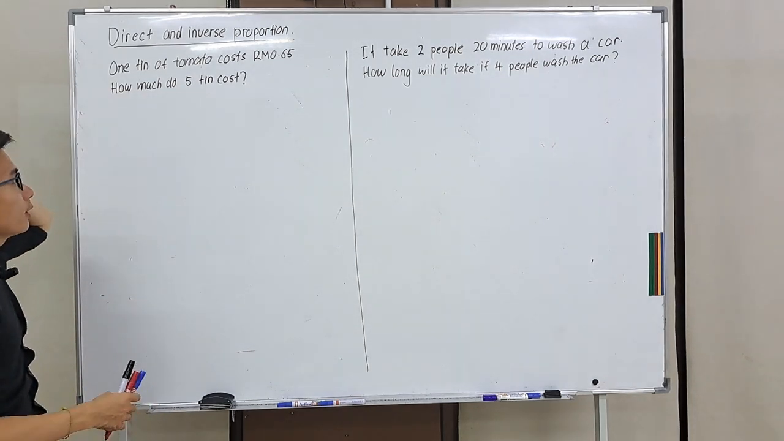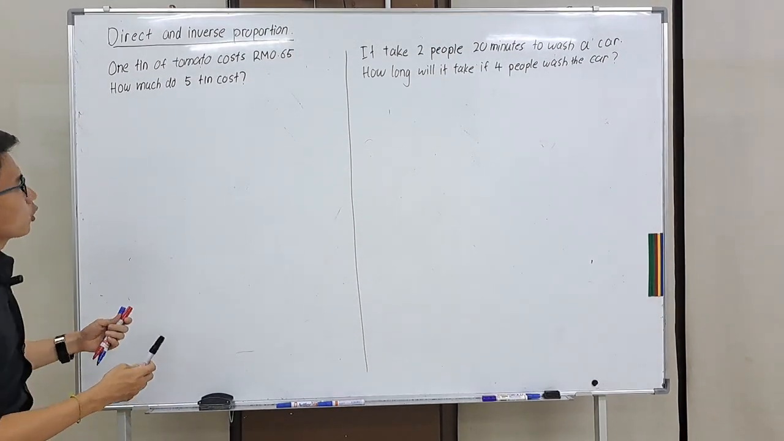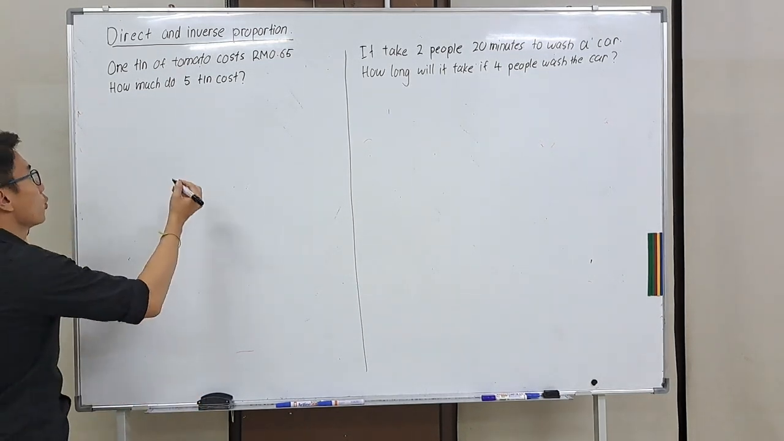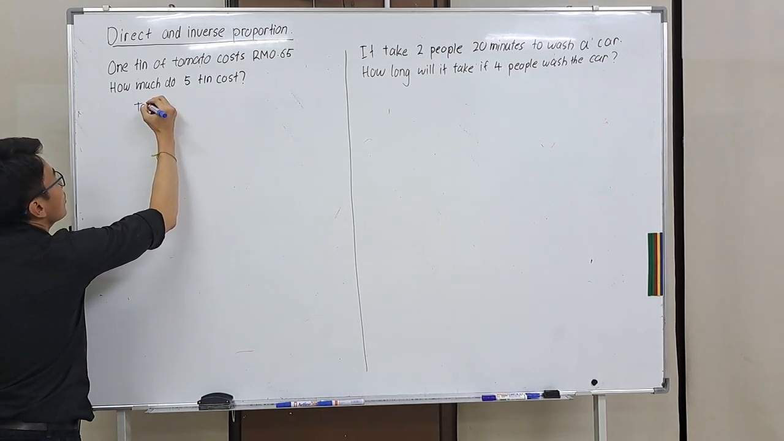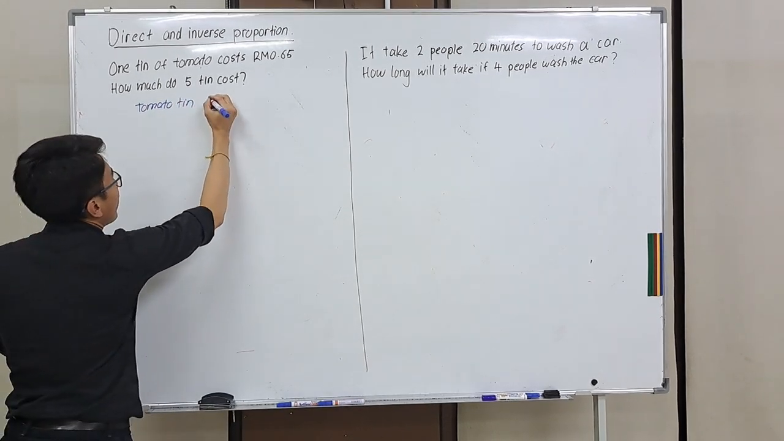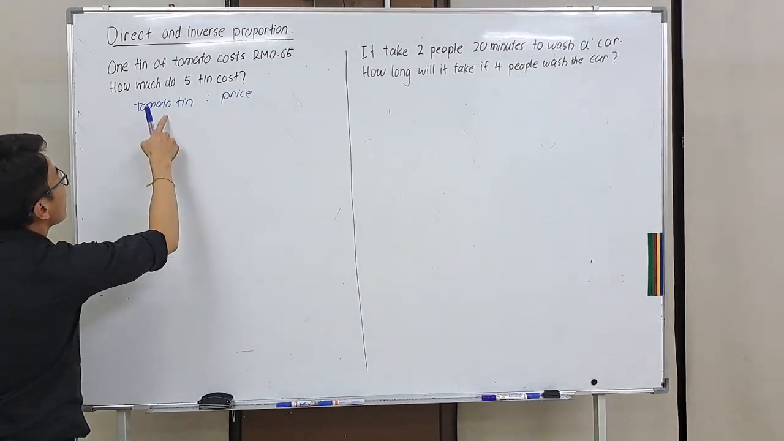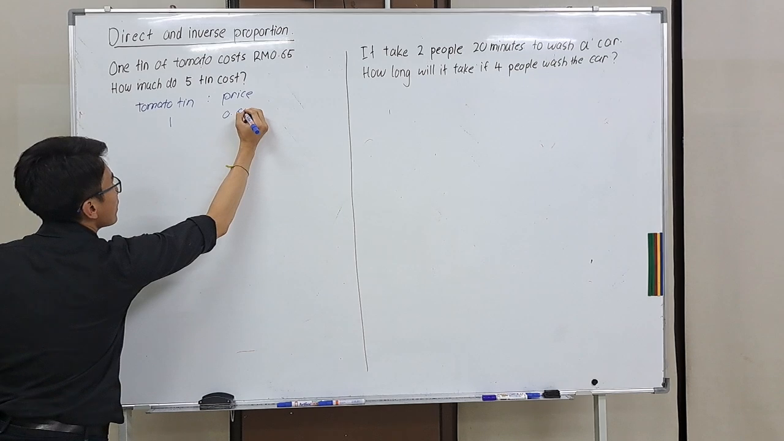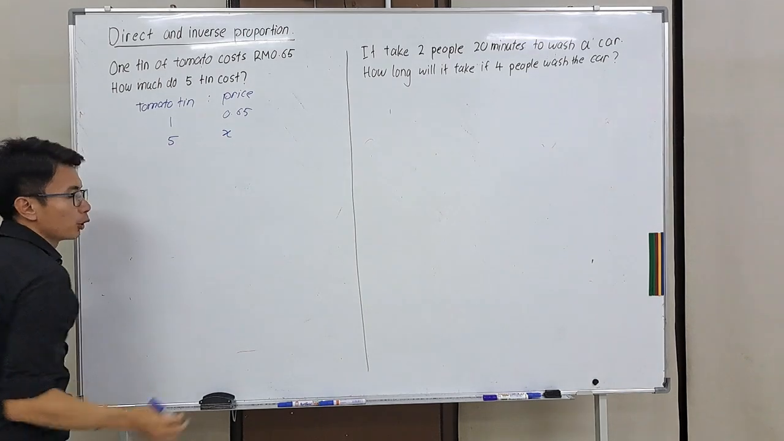So the question says 1 tin of tomato costs 65 cents. How much do 5 tins cost? Okay, so usually in how we do our ratio method, we will start off with a table. So let's build up the table first. So I have my tomato tins, okay, and I have my price. So based on my information here, I have 1 tomato tin and that will be equivalent to 65 cents. So right now I have 5 tomato tins. How much will that cost?